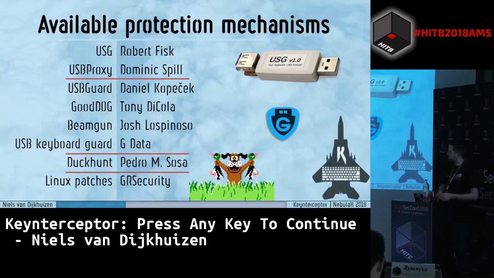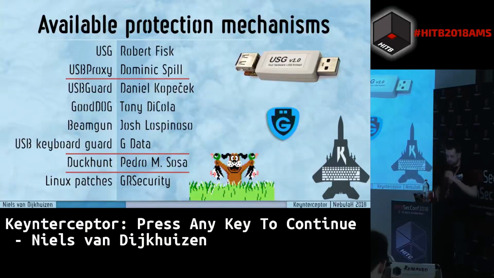Then on the software side of things, we have USBGuard from Daniel Kopecek from Red Hat. He created an extension to udev on Linux, of course, to have a user interface where you can allow or block a connected USB device. So as soon as I plug in a keyboard or a mass storage device, I will get a pop-up on my screen that says, "Hey, is this a good device or not?" And like a personal firewall, you can choose whether it's okay or not.